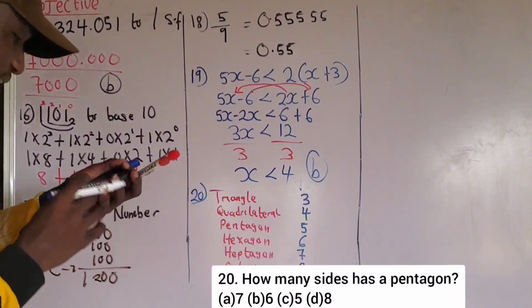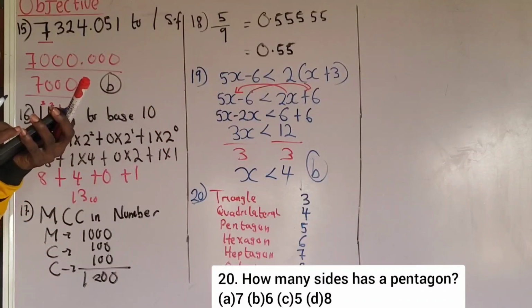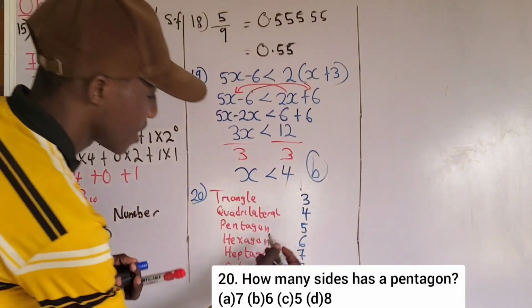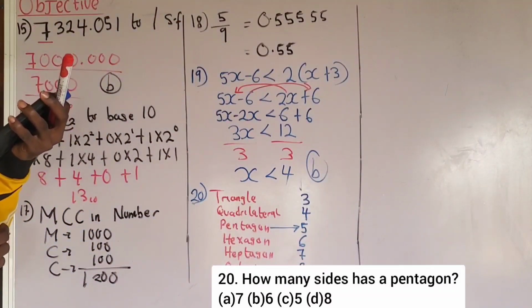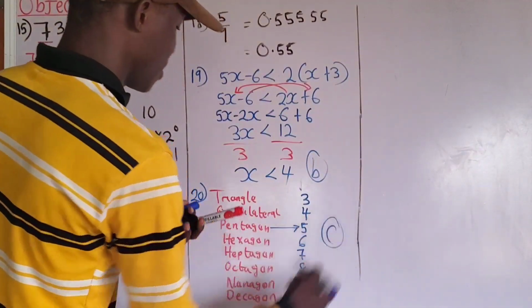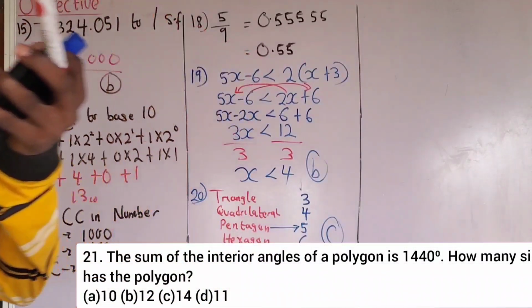Now the question says, how many sides has a pentagon? So the number of sides that a pentagon has is 5. So the correct option to that question is option C. Okay, so master this. Option C is correct.